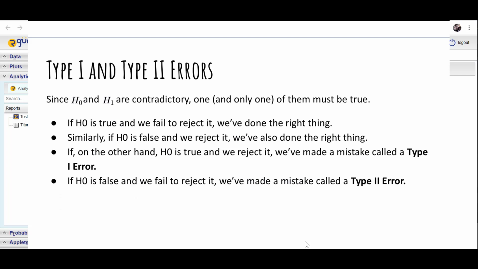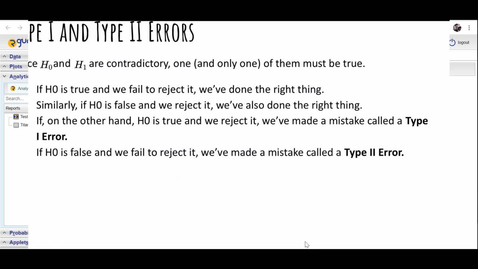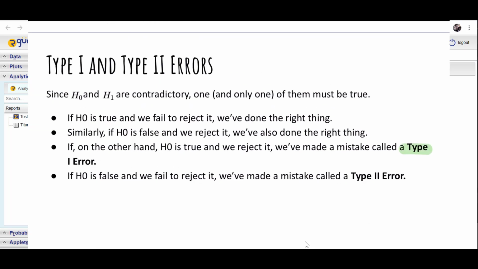But on the other hand, we can make mistakes. We can make the wrong decision. So if the null is actually true and we reject it, then we've made a mistake, and that mistake is called a type 1 error. You make a type 1 error if the null is true and you reject it. So if you reject the null and it was a mistake, that's called a type 1 error.